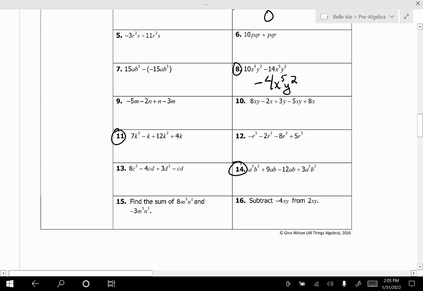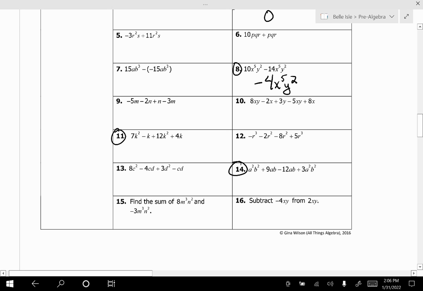Okay, here's number 8. We do have homework, so let's get through this. We have 10x to the 5th y to the 2nd minus 14x to the 5th y to the 2nd. That's just 10 minus 14, which is -4. Exponents and variables need to stay the same.